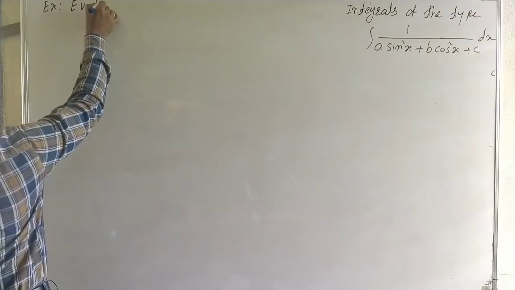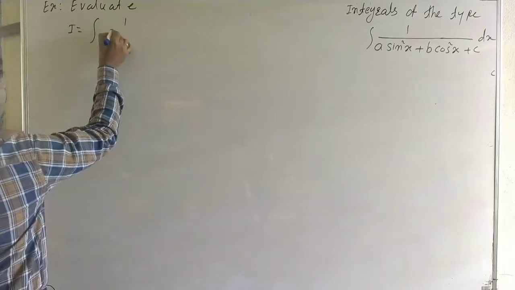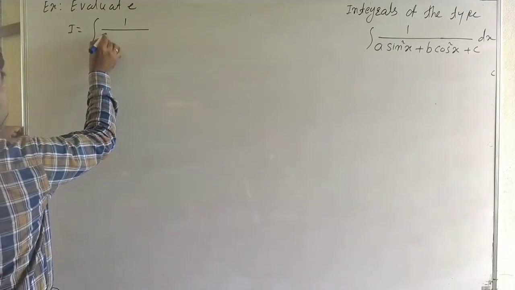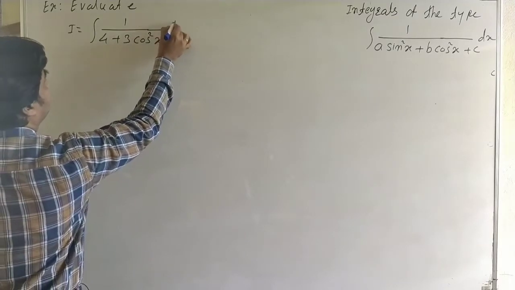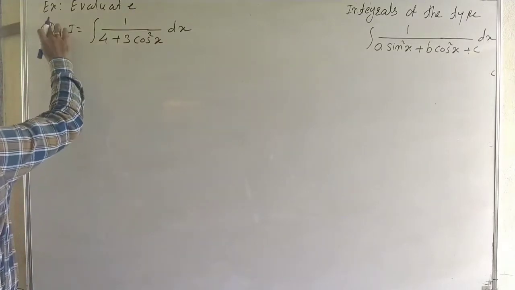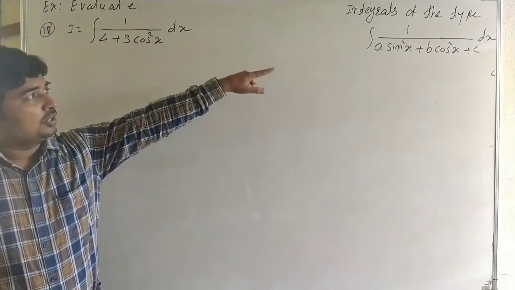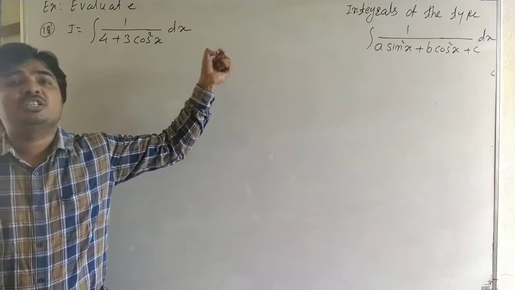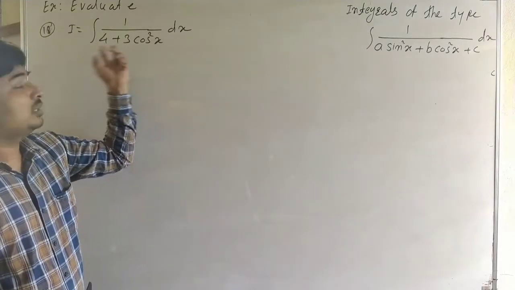Evaluate the integral of 1 upon 4 plus 3 cos square x dx. It is the 18th example. Now this example is in the form of a sin square x plus b cos square x plus c. Here a is 0, therefore the sin square term is absent. There are only b cos square x plus c.